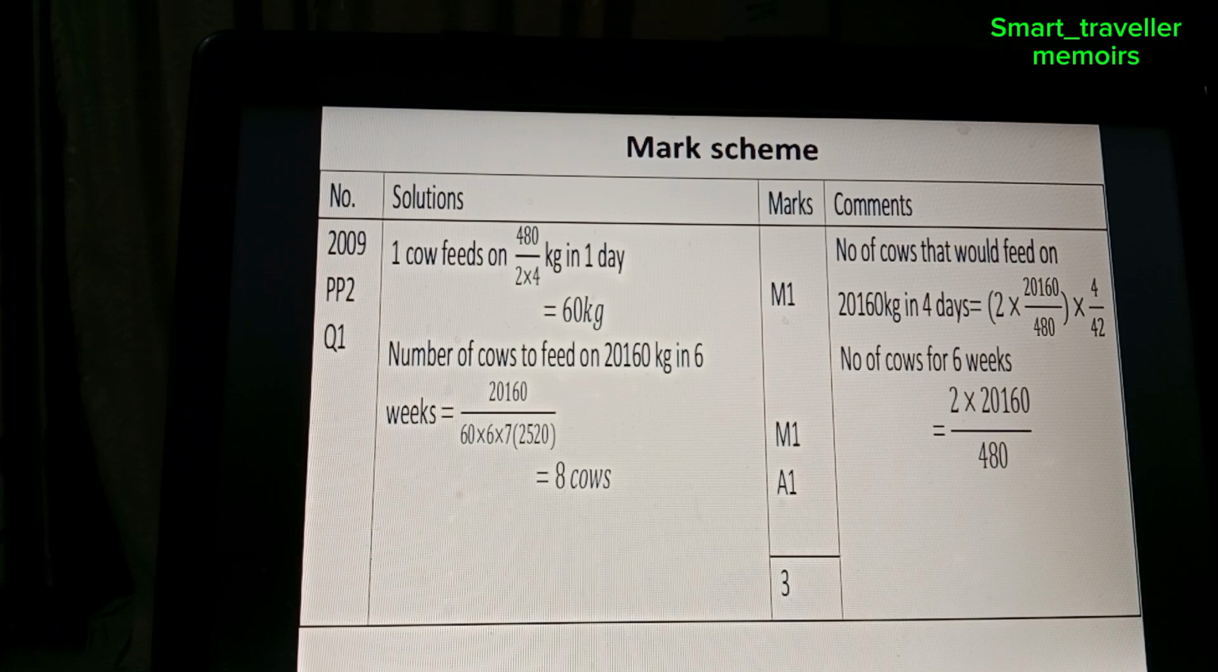And in marking, M represents the method mark. So there was 1 mark for getting 60 kg, and the other method mark was for getting the 8 cows, and then you have the answer or accuracy.